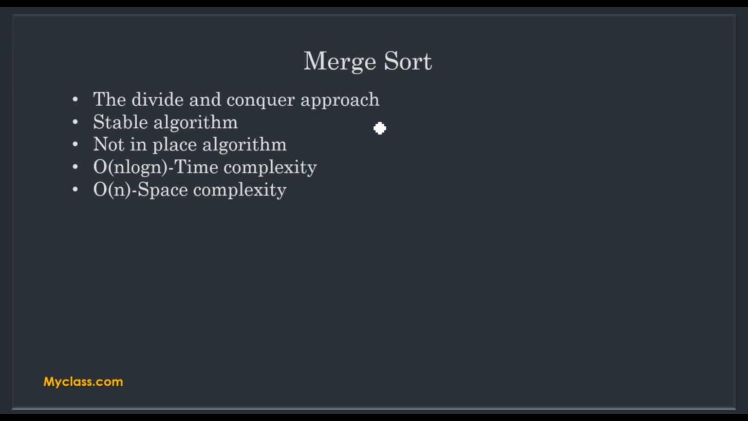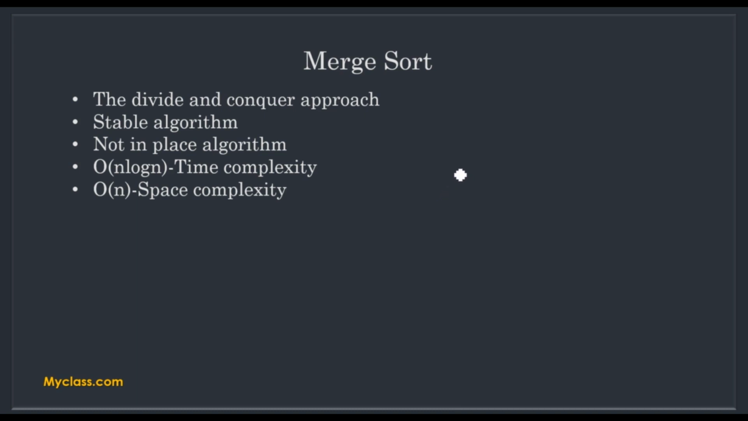Merge sort uses a divide and conquer approach. If this is our problem, or this is our list to sort, we want to divide it into different parts, then do some operations, and combine these lists back to achieve a sorted list. That is the concept of merge sort. It is a divide and conquer approach.